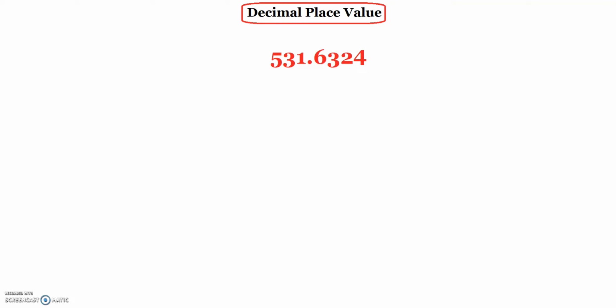Today we're going to talk about decimal place value. So we have a number 531.6324. I will start from the first digit, which is after the decimal point. That digit is called tenths.